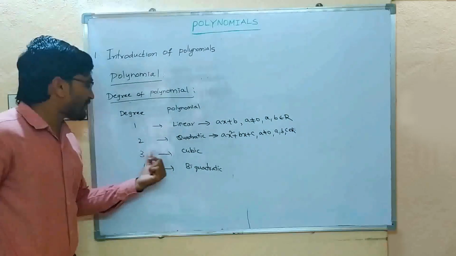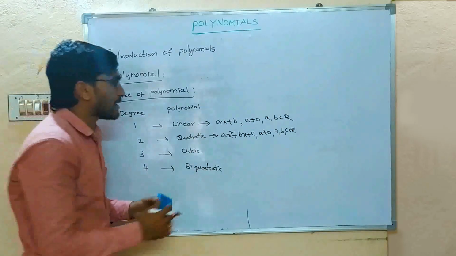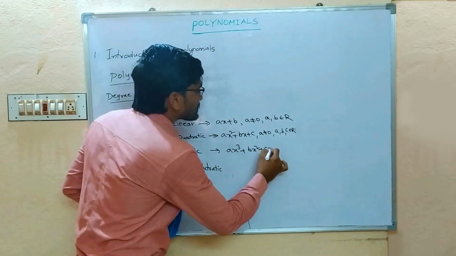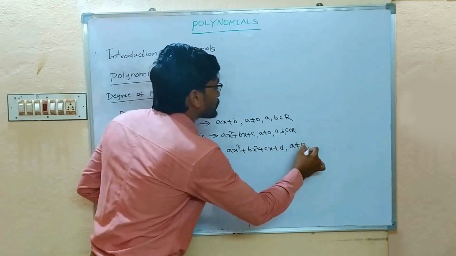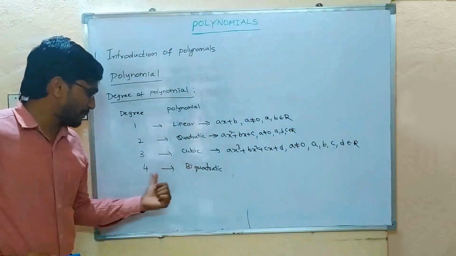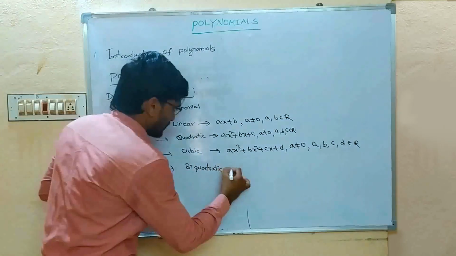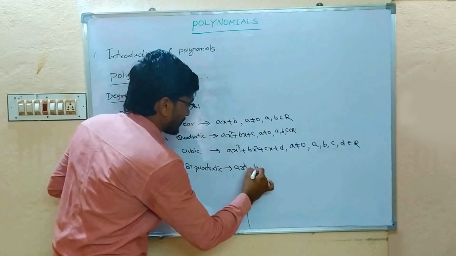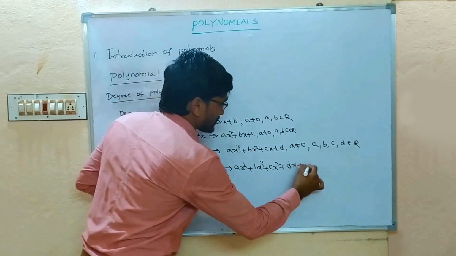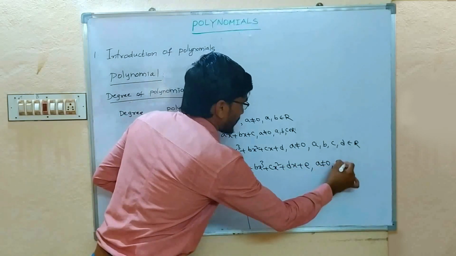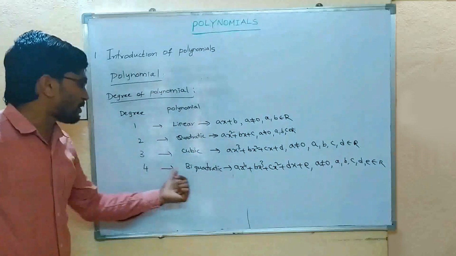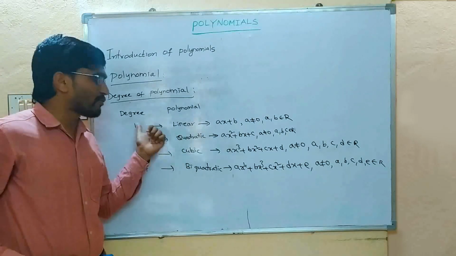Like that, if the degree of the polynomial is 3, then it is called a cubic polynomial. The general form is ax cube plus bx square plus cx plus d, where a is not equal to 0, and a, b, c, d belong to real numbers. If the degree of the polynomial is 4, then it is called a biquadratic polynomial. The general form is ax power 4 plus bx cube plus cx square plus dx plus e, where a is not equal to 0 and a, b, c, d, e belong to R. So degree 4 is biquadratic, 3 is cubic, 2 is quadratic, 1 is linear polynomial.